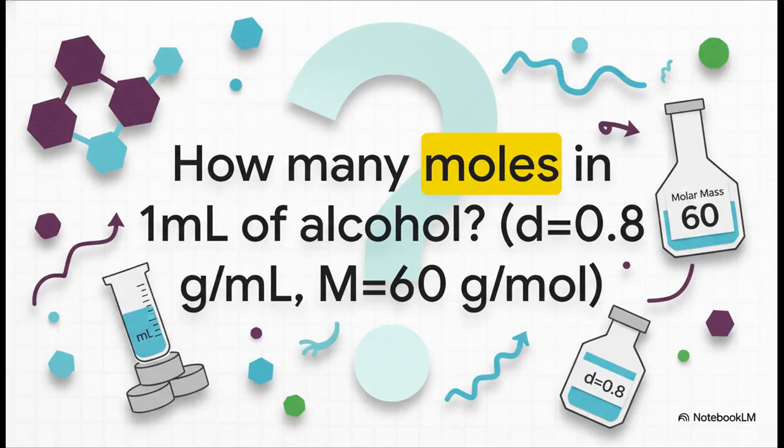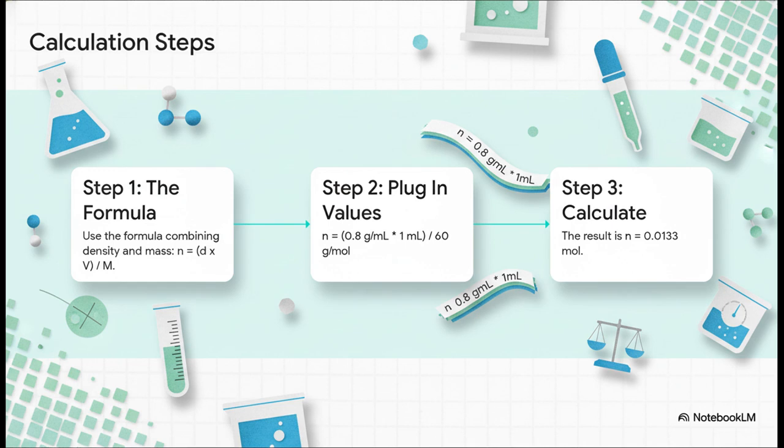Okay, time to put this to the test with a classic problem. Let's say you've got 1 tiny milliliter of alcohol. You know its density, and you know its molar mass. So the question is, how do you use those pieces of information to figure out the actual number of moles in there?